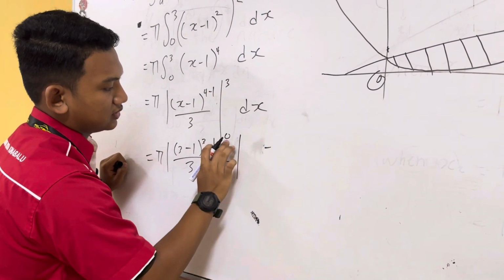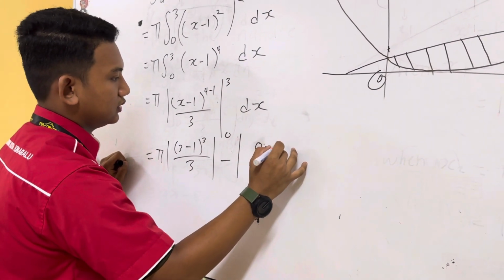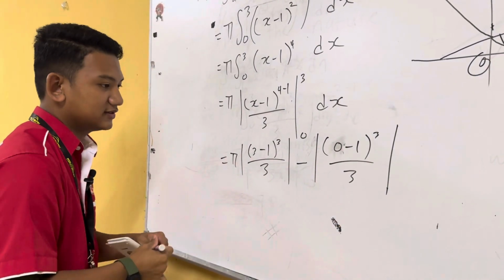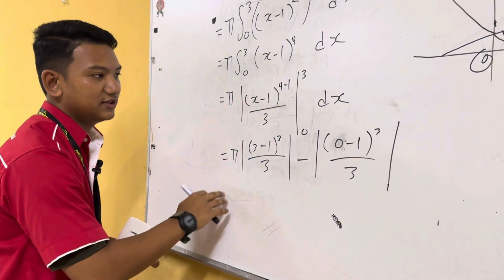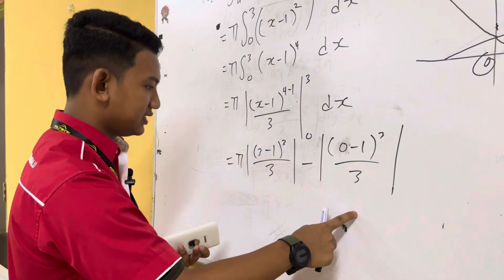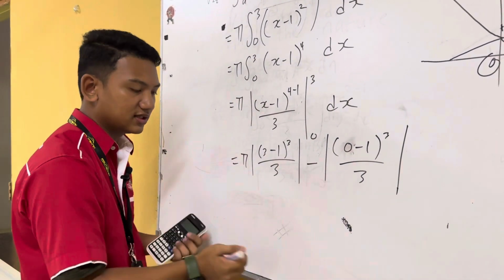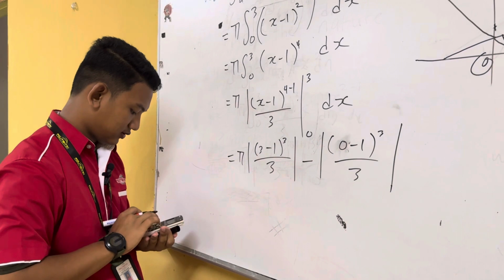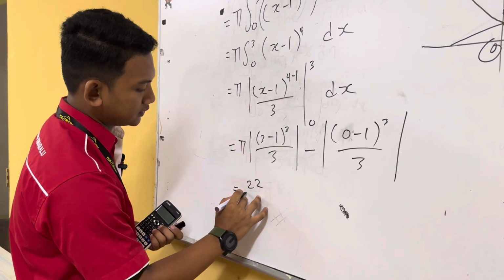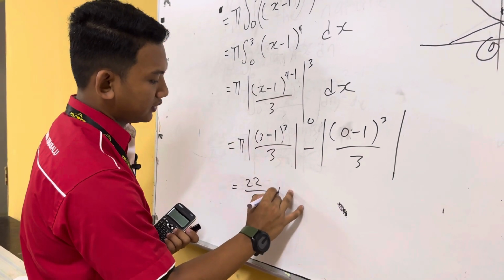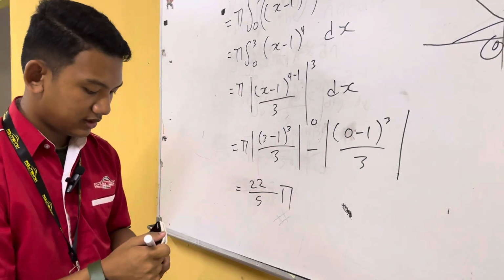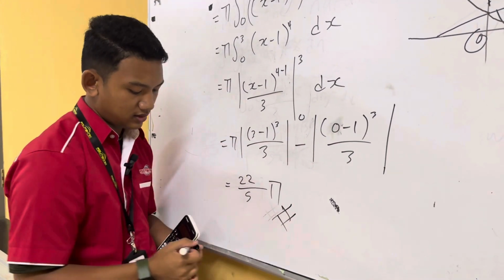For the next limit value, just minus. The x will change to 0. After you put the limit values like this, just use your calculator to get the right value. So you will get 33 divided by 5, and don't forget to write back the pi, and that's it. Thank you.